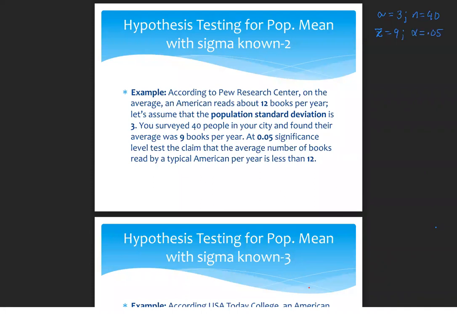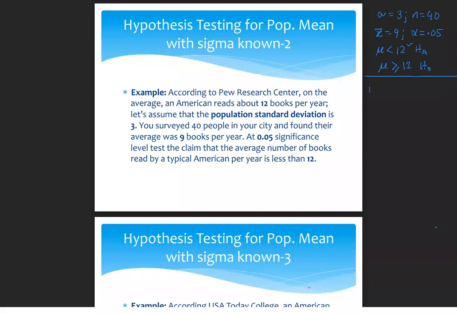At 0.05 significance level, so your alpha is 0.05, test the claim that the average number of books read by a typical American per year is less than 12. So mu is less than 12. That's going to be your alternative hypothesis because it does not include the equality part, and also this is what you are trying to figure out. And mu is greater than or equal to 12. That's the default assumption or null hypothesis. So I think I've got everything that I need in order to do the hypothesis testing.